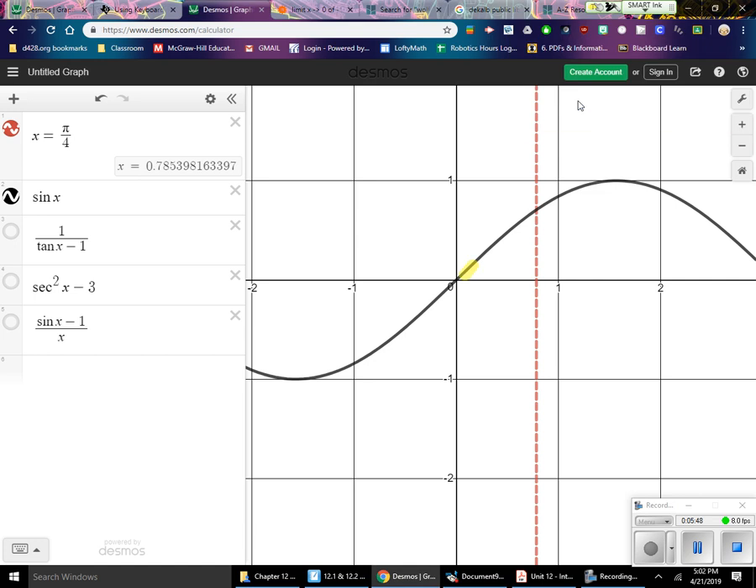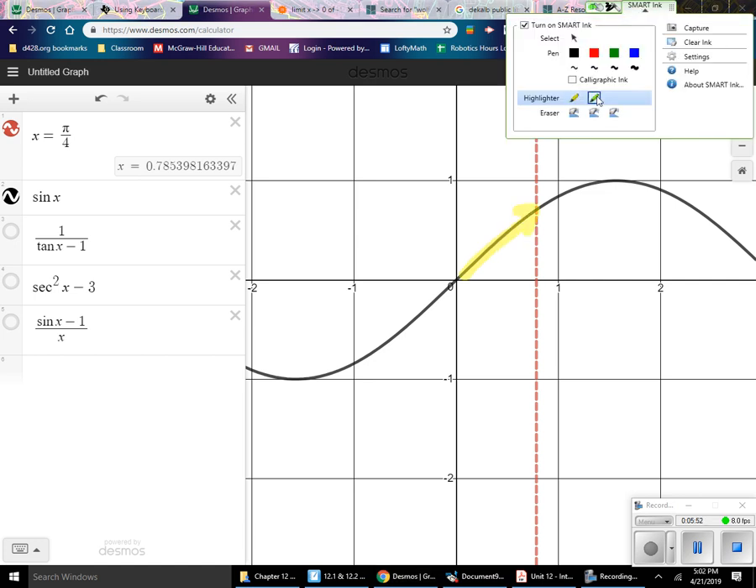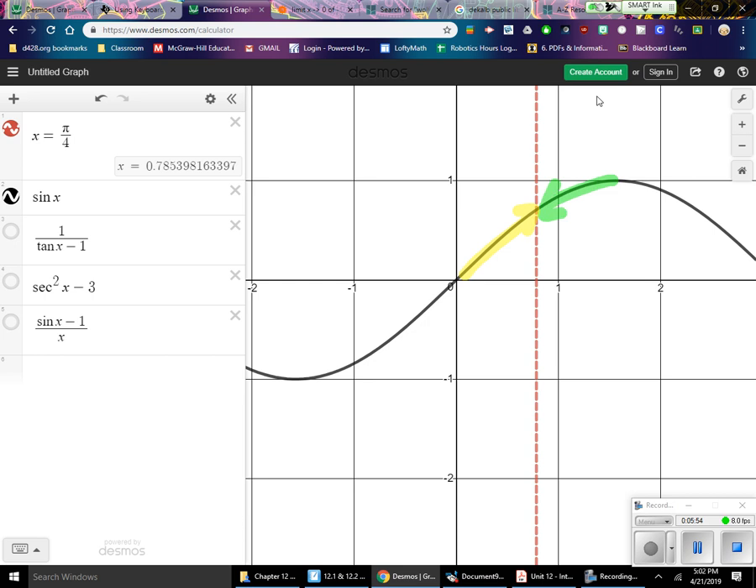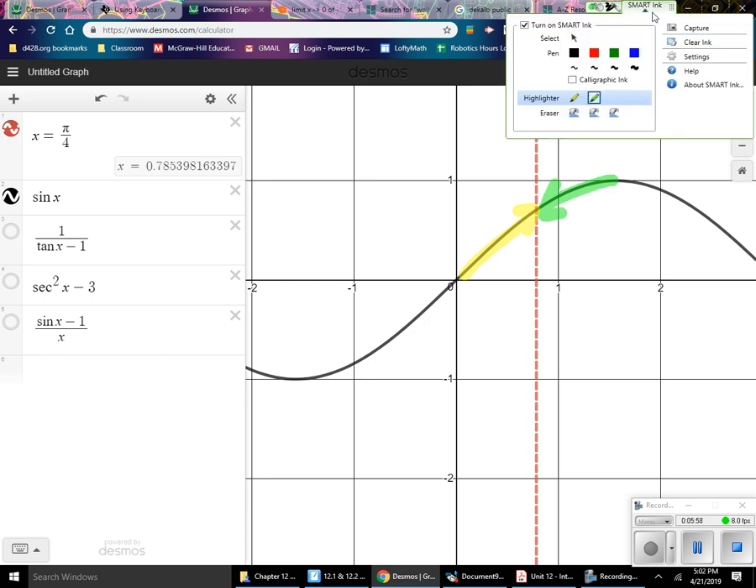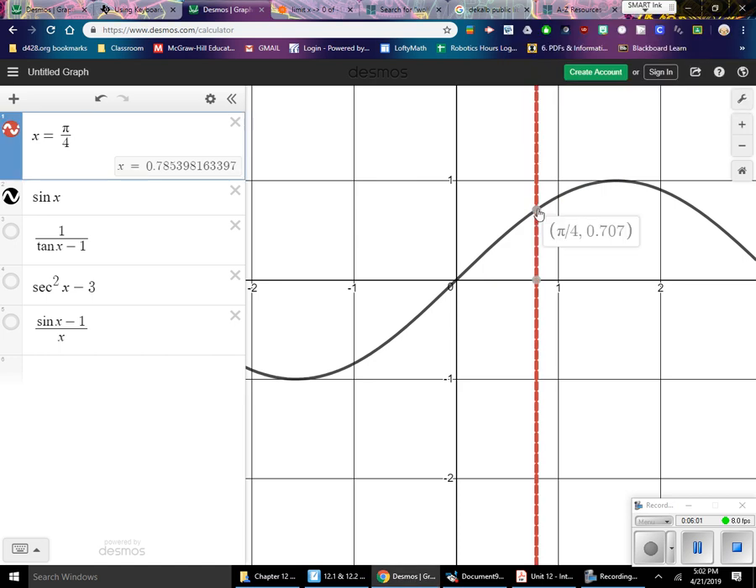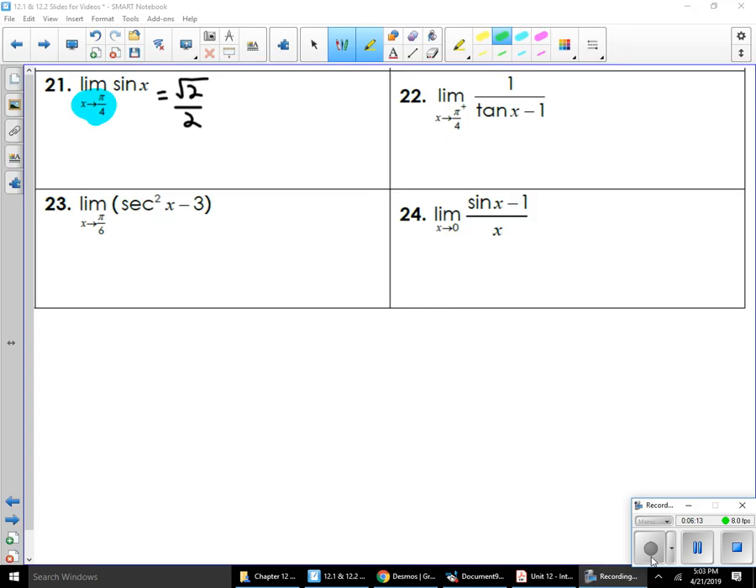Note that from the left side, sine approaches a value. From the right side, sine approaches a value. To find out what that value is, again, you could put a mouse cursor right there on the intersection point, or just use your finger if you're using a touch screen. And we wind up with 0.707, which is root 2 over 2 approximated. Let's look at one where we couldn't just look it up on a unit circle.